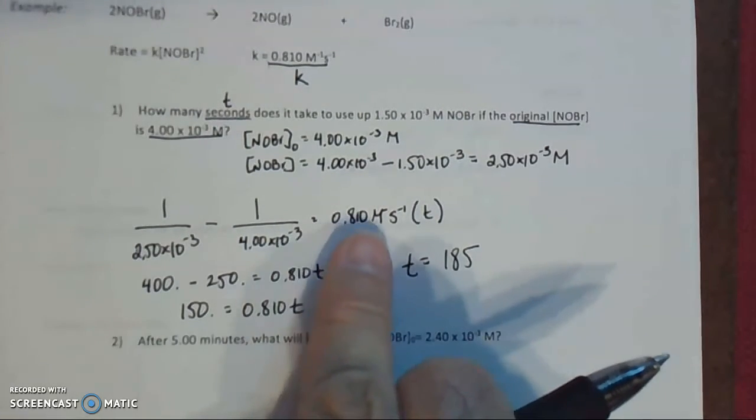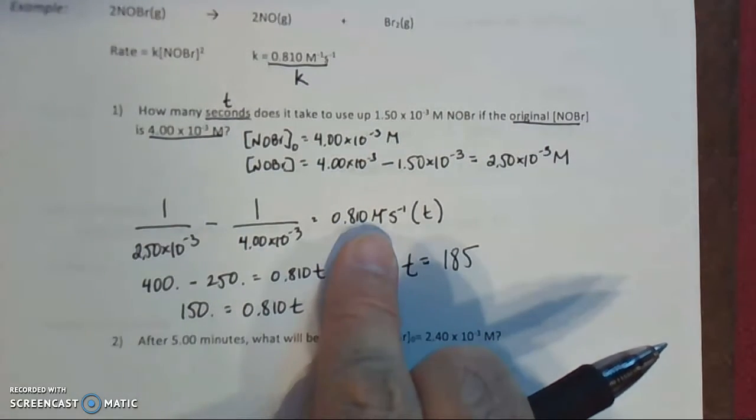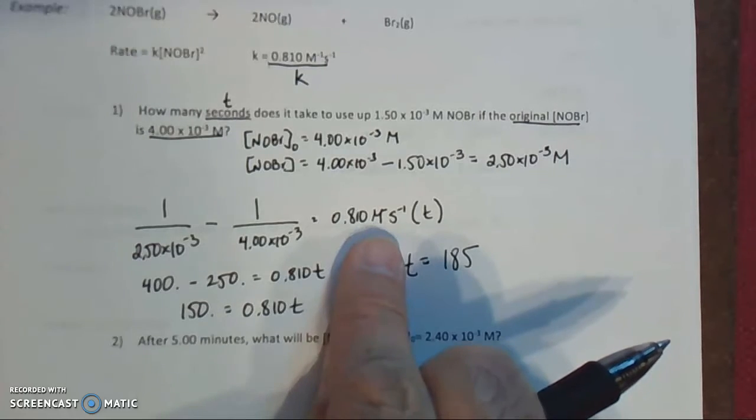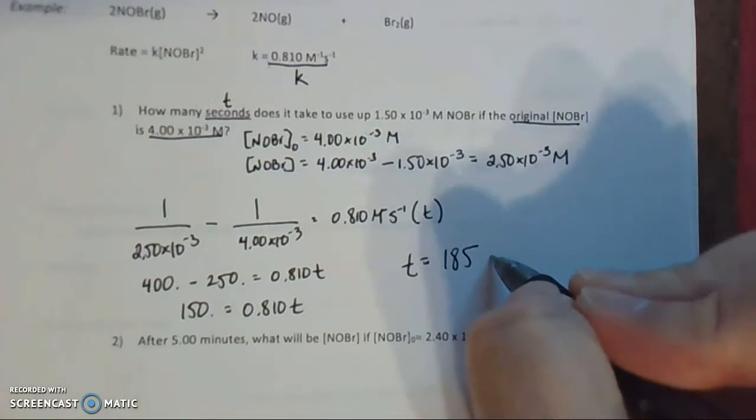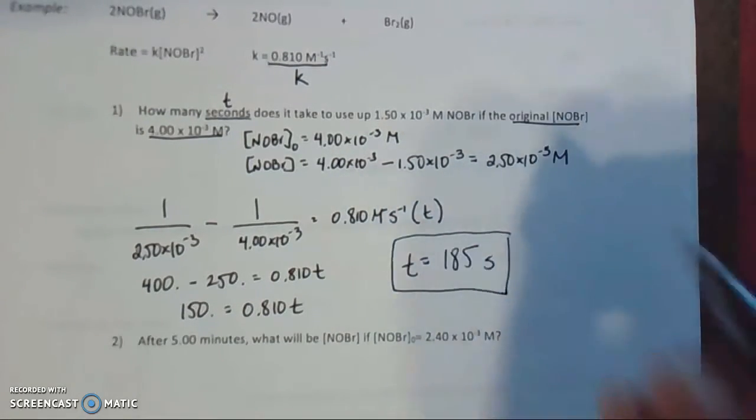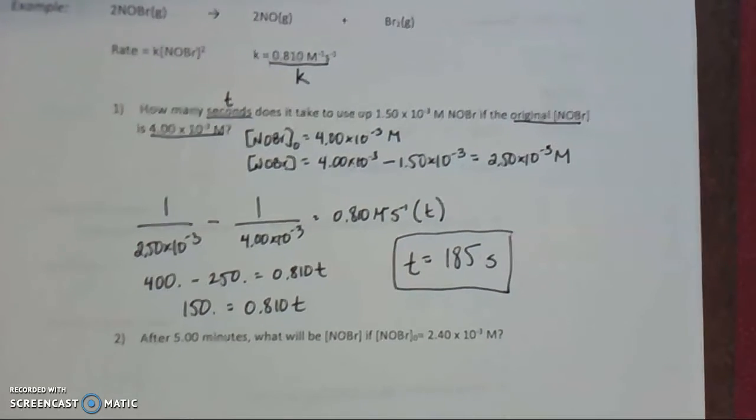For our units, we have to look at what our k value was and what time unit is involved in there, and that is seconds. So it takes 185 seconds for that to occur.